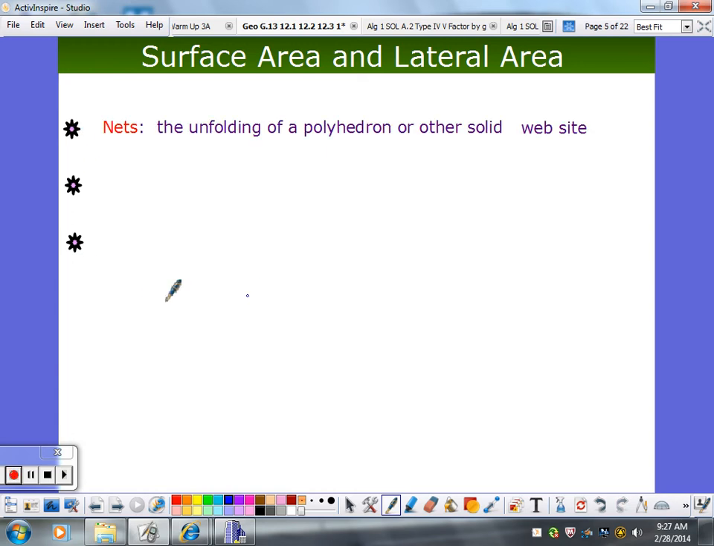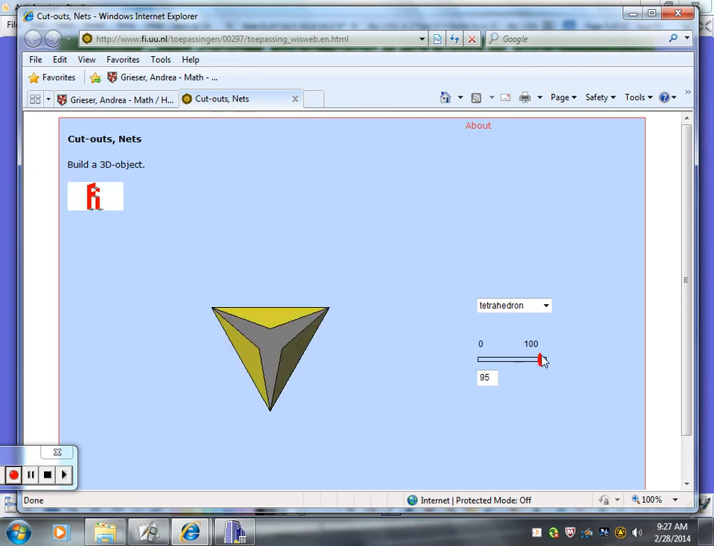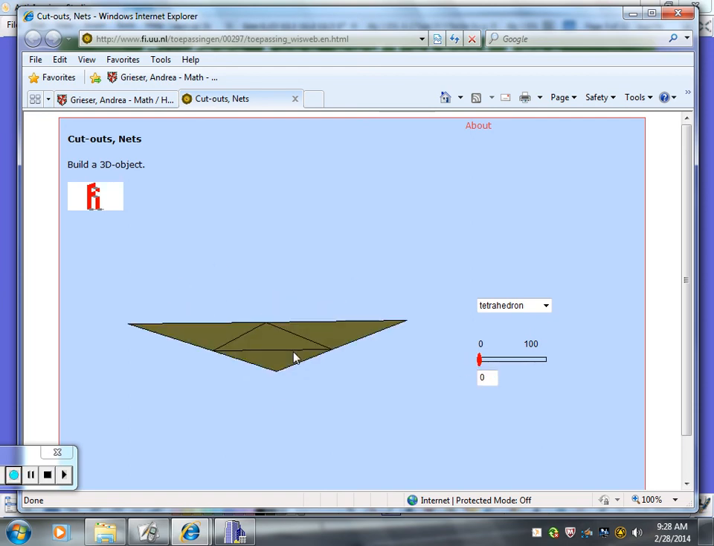Surface area. Nets. You might have worked a little bit with nets. It's when you take a polyhedron and you unfold it, and I've got a little website here. This is called the tetrahedron because it has 4 different polygons making it up. So that's its net. Let me put it back in its shape. So this is a tetrahedron, but it has a net. It's made up of polygons, and you can unfold these sides. So anyway, when you look at surface area, can I reset this now?